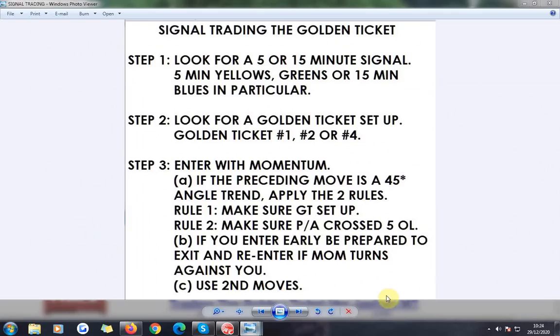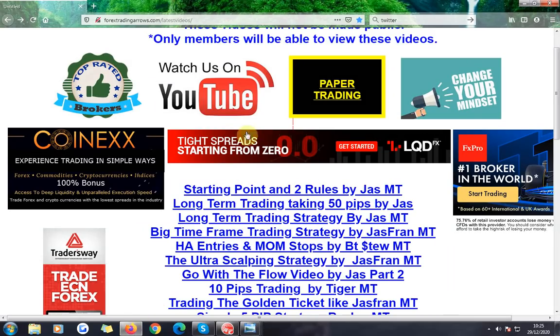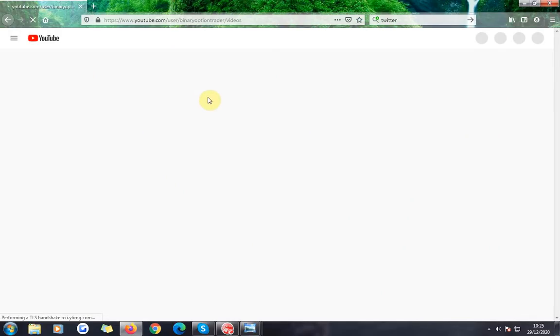Okay, quick look at them again. Look for a 5 or 50-minute signal. Look for a golden ticket setup, 1, 2 or 4. Enter with momentum, and again, just bear these things in mind. Okay, right, come on then, let's crack on.